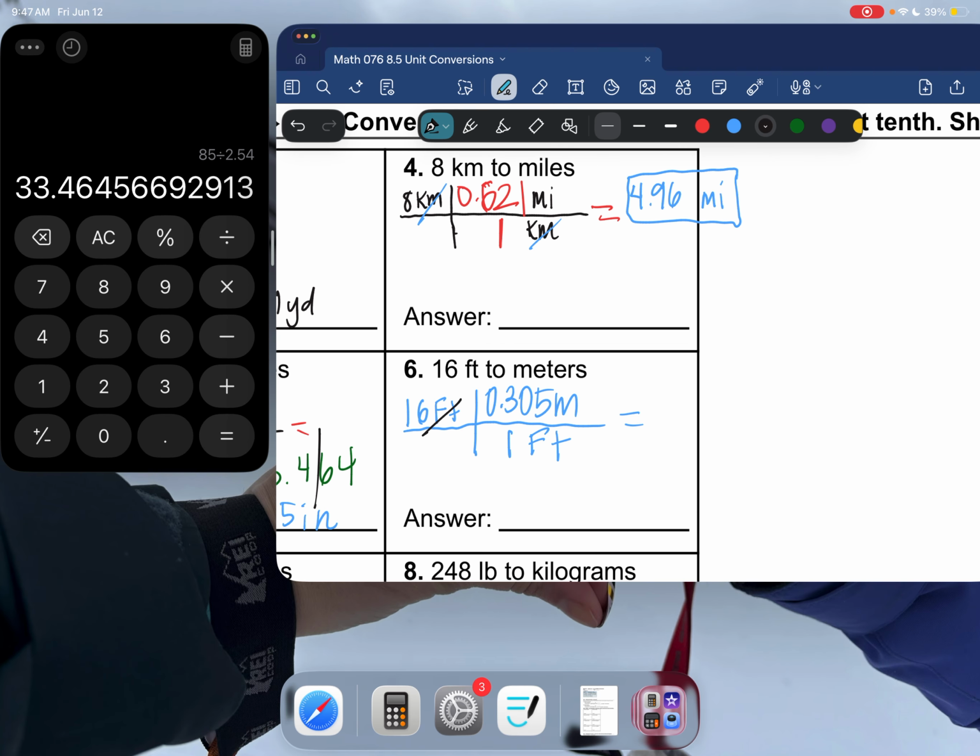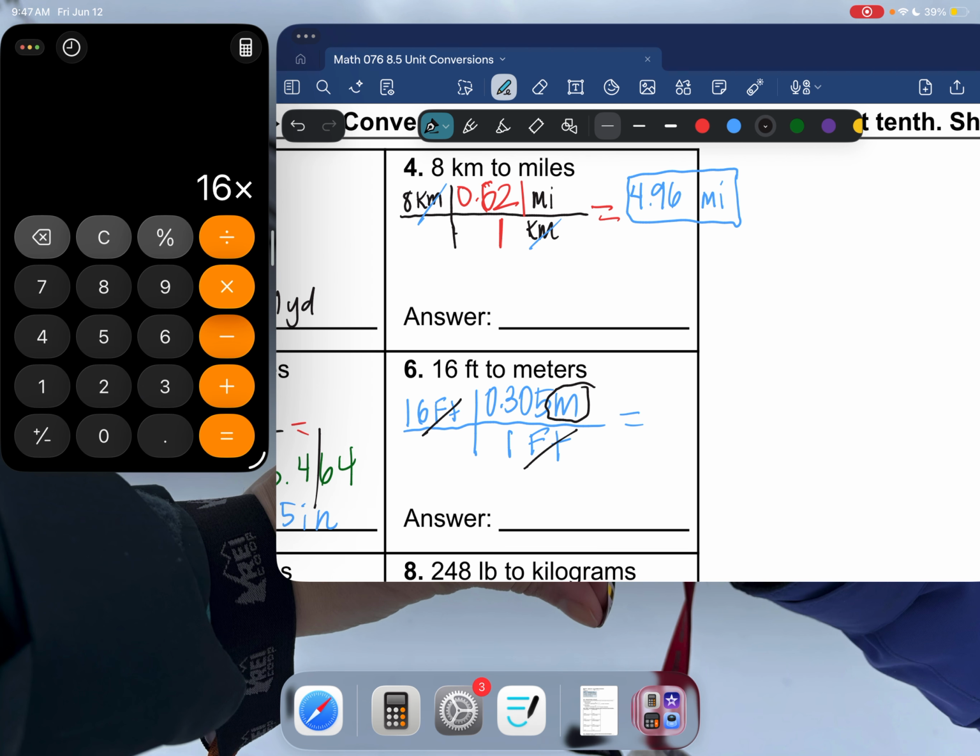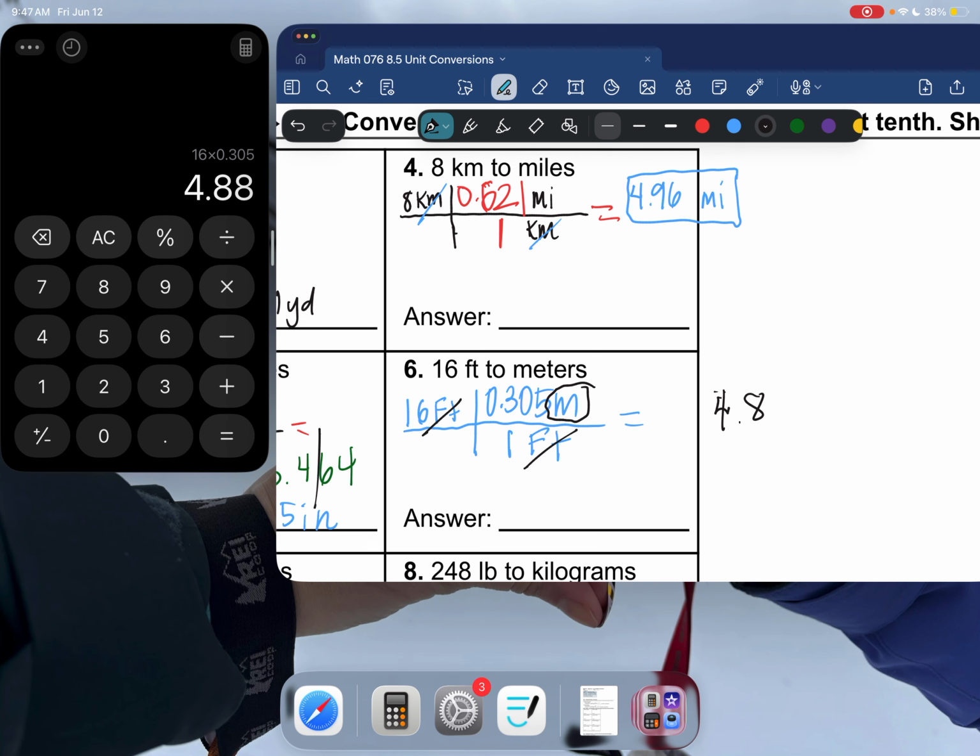My feet cancel. I'm going to be left with meters as my units, which is what I want. I get 16 times 0.305, which gives me 4.88 meters. And again, I am rounding to the nearest tenth, so I am going to be rounding up. So I get 4.9 meters.